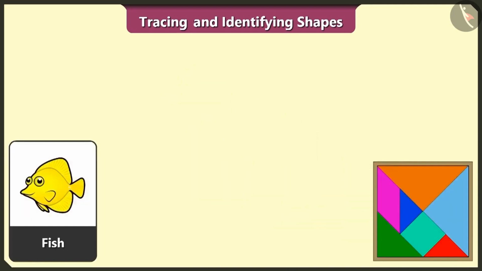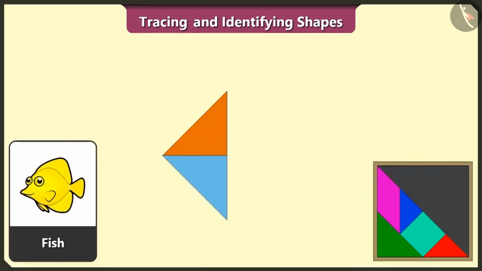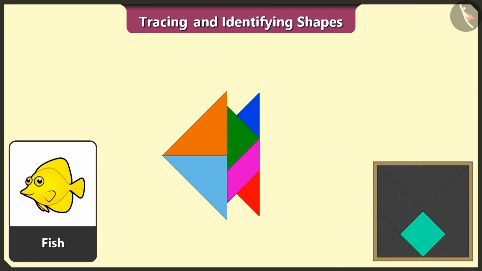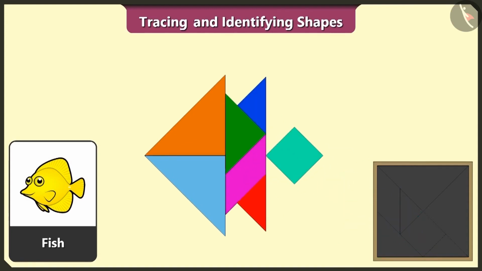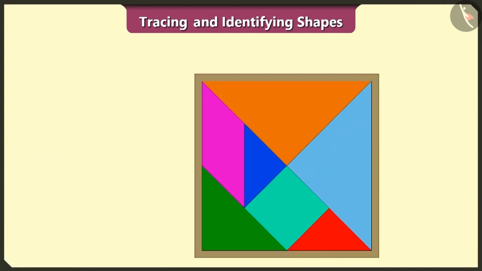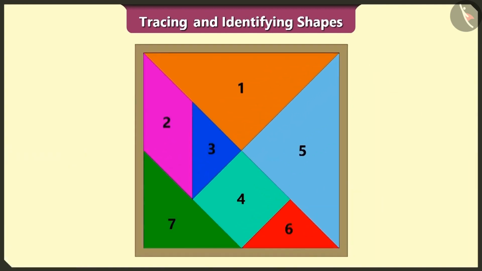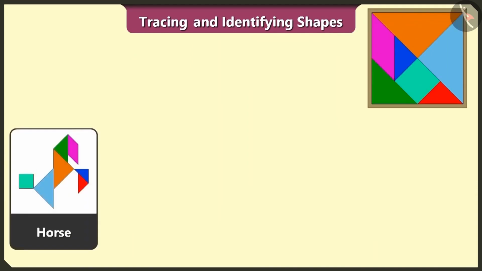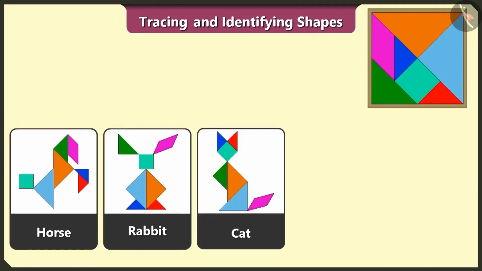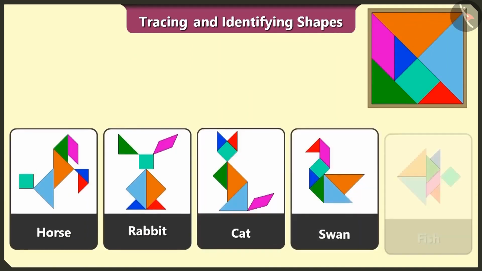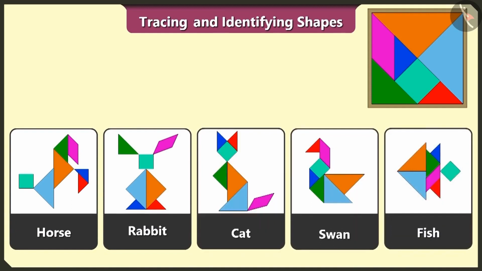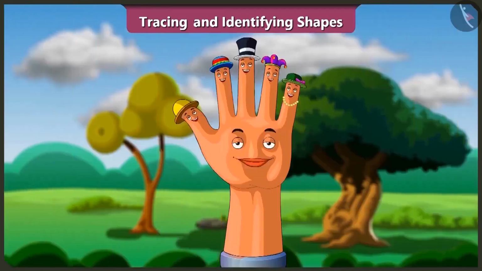This is a fish. Let's try and create a fish using 2 triangles, 1 quadrilateral and 1 triangle, 2 more triangles and 1 square. And we have created a fish. We have finally created a horse, rabbit, cat, swan and a fish using the 7 shapes of the 10-gram.